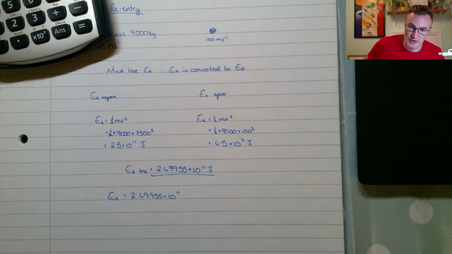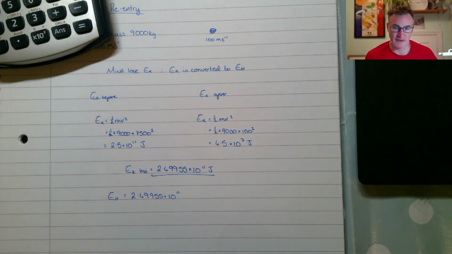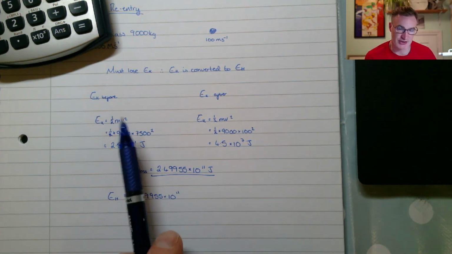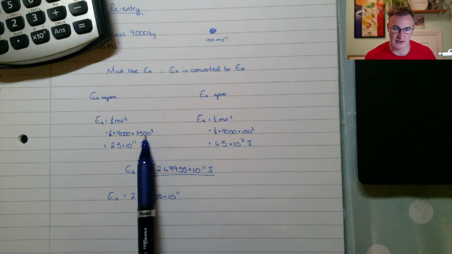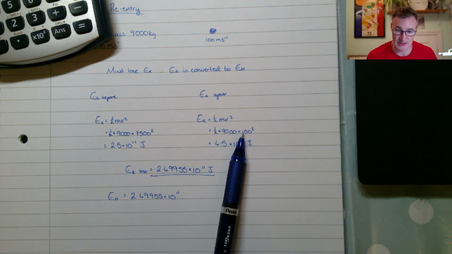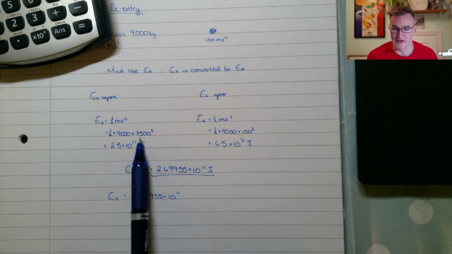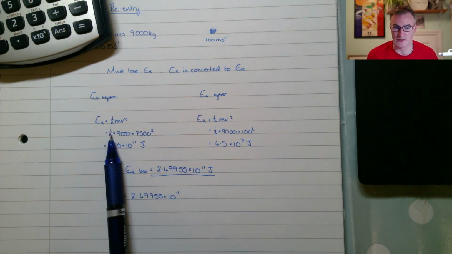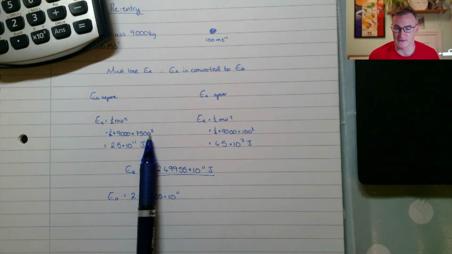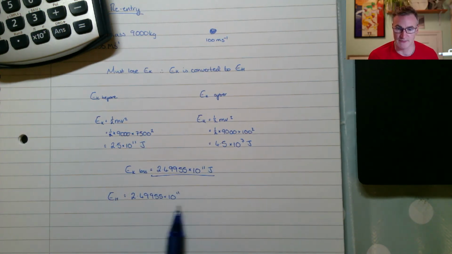Just as a point of note, it would be totally incorrect to calculate the loss of kinetic energy just by subtracting the velocities, which in this case would be 7,400. If you try and do a half times 9,000 times 7,400 squared, you will not get this answer.